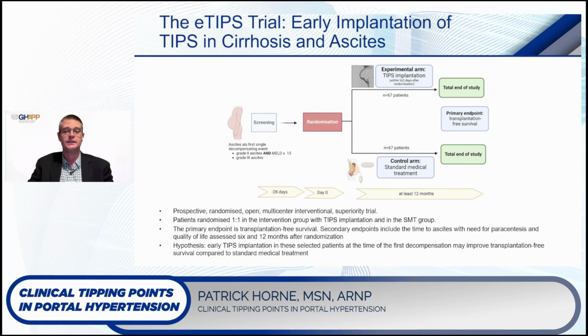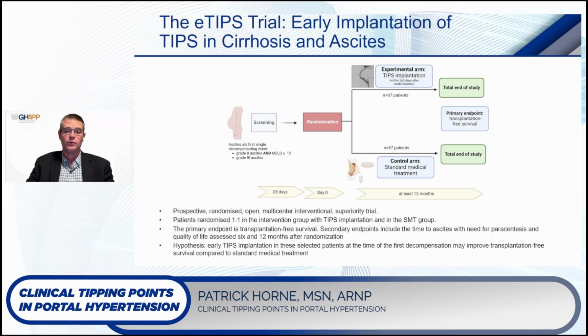This is an ongoing study, the eTIPS trial, looking at early implantation of TIPS in patients with cirrhosis and ascites. This is a prospective, randomized, open-label, multi-center interventional trial. Patients were randomized 1-to-1 to the intervention group with TIPS versus standard medical treatment.